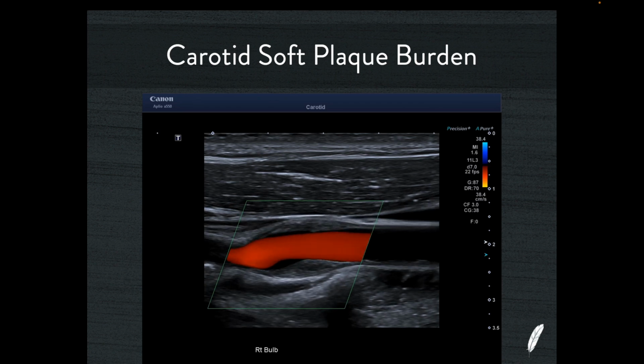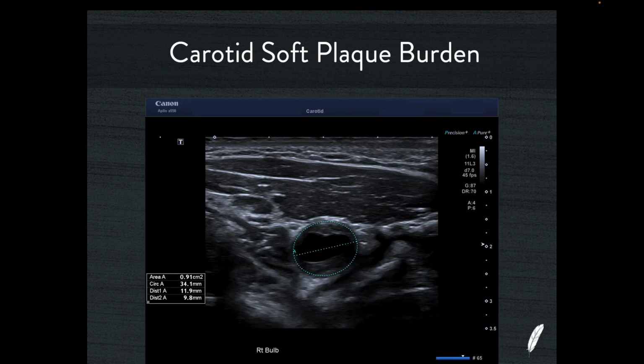Also, in this case here, you can see that there's no evidence of any ulceration. So plaque ulceration is a real risk when you're seeing soft plaque, and you can see here there's no ulceration. It's a beautiful smooth plaque with a nice fibrous cap, thankfully, at this stage.